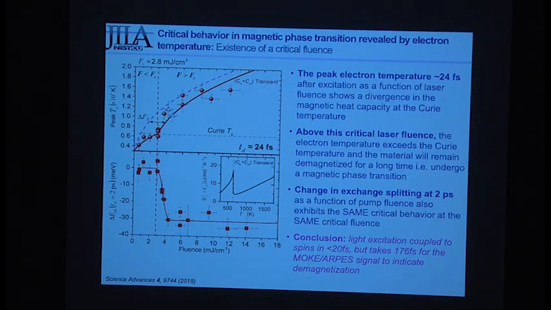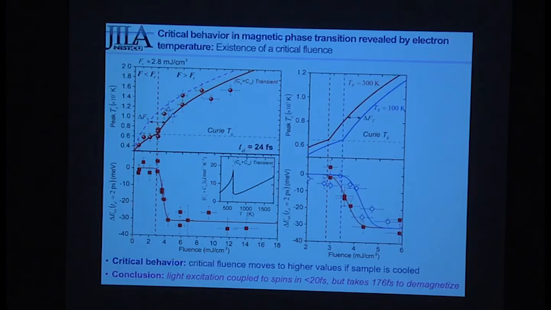We need to do the experiment with higher time resolution to know how quickly, if it's directly associated with the excitation or if there is a response time. But it takes 176 femtoseconds for the spectroscopy signals to show you that the magnetization in the material has collapsed.